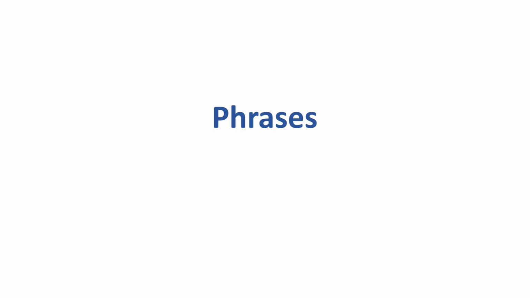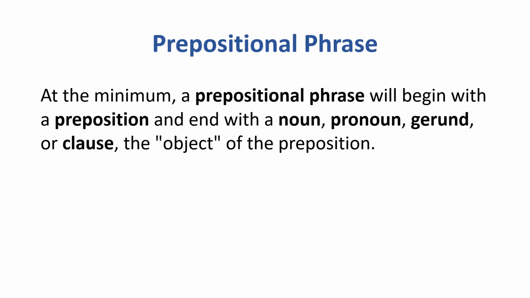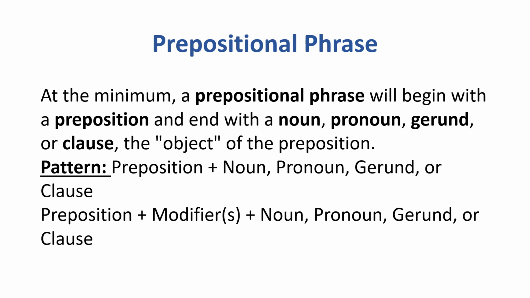So let's start. First of all, we are going to talk about the prepositional phrase. At the minimum, a prepositional phrase begins with a preposition and ends with a noun, pronoun, gerund, or a clause, which is basically the object of the preposition. The pattern would be preposition plus noun or pronoun or gerund or clause. You can write it this way as well: preposition plus modifiers plus noun, pronoun, gerund or clause.